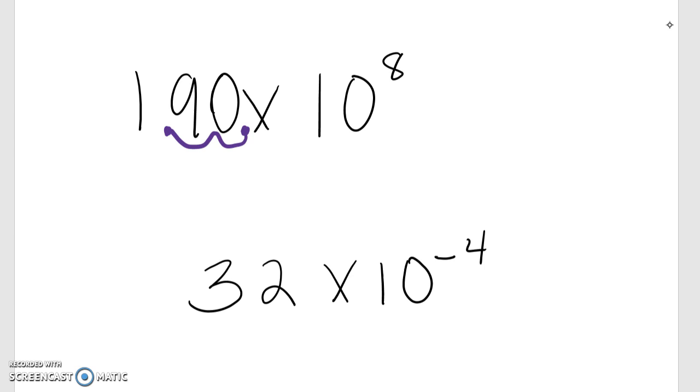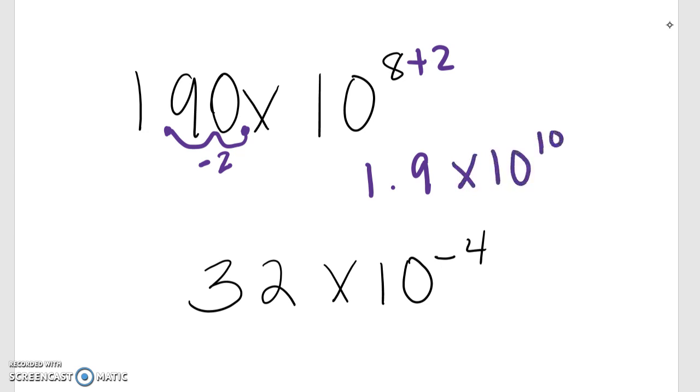Because I made this number 2 times smaller, I now need to make my exponent 2 times bigger. So if your coefficient gets smaller, your exponent gets bigger. Coefficient got smaller by 2, so the exponent gets bigger by 2. My new number is 1.9 times 10 to the 10th power.